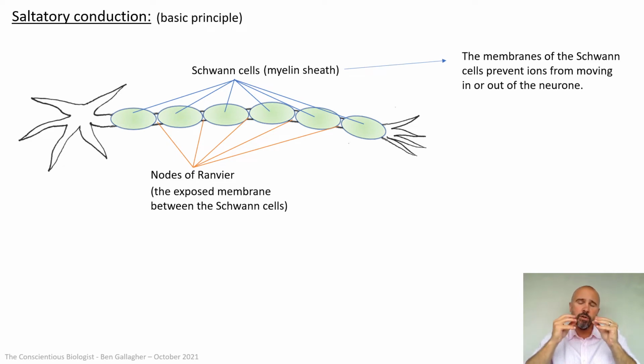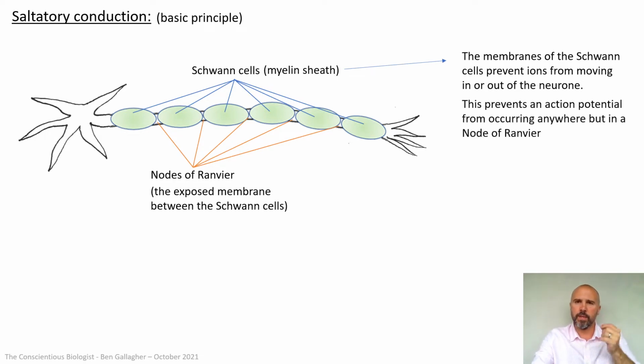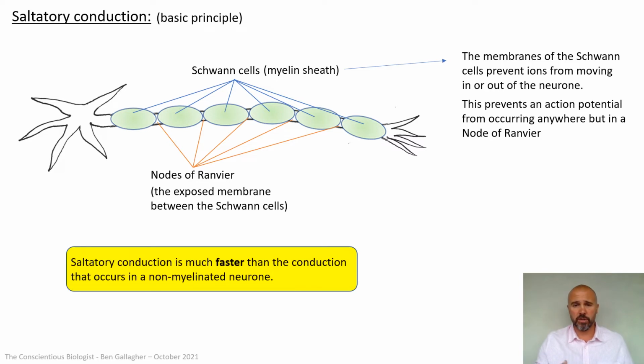Well, if the membrane of the neuron is wrapped up in layers of membrane, which all the Schwann cells are, then you can't move ions in and out. So you're limiting action potentials to the nodes of Ranvier. Now what that means is you get this situation where bang, bang, bang, bang, bang, and we're at the end already. Because the impulses can only happen in the nodes, there's far fewer of them, they jump, so it goes much quicker. So the basic principle of saltatory conduction is it's a way of massively speeding up a nerve impulse.